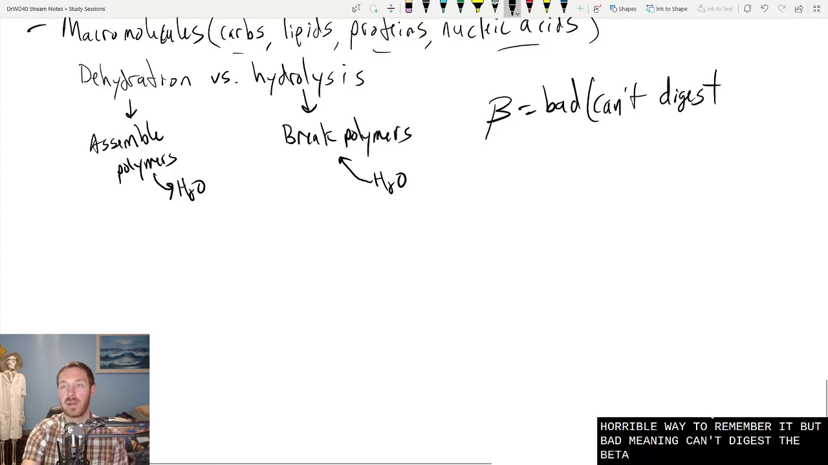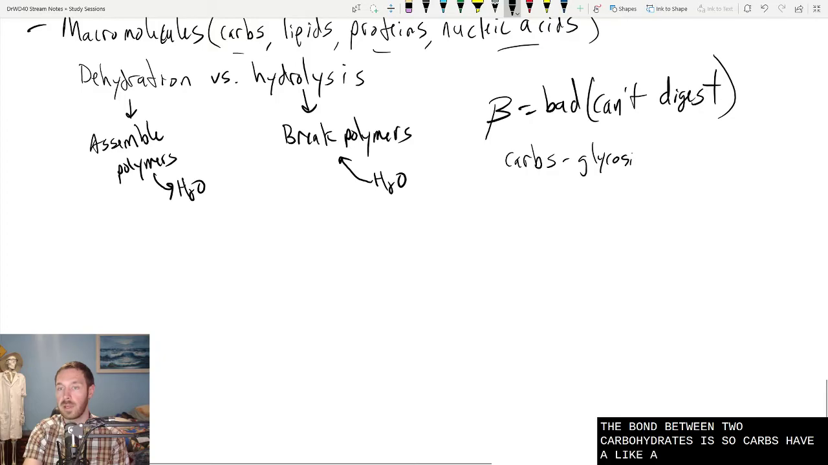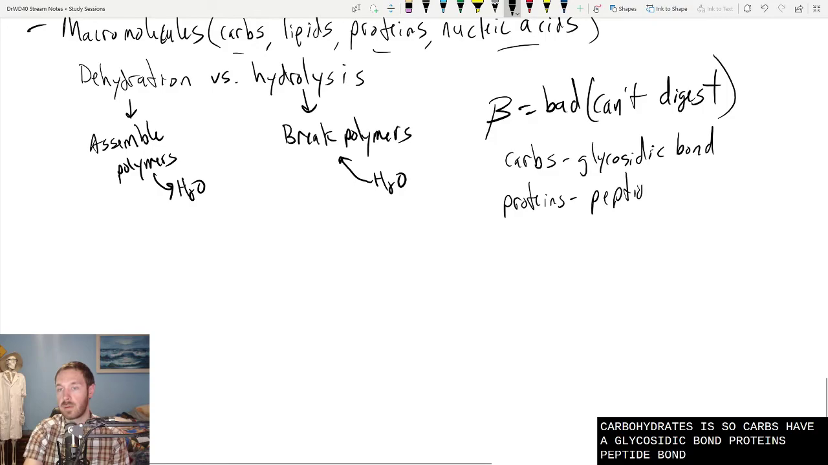So beta glycosidic bond. That leads us into carbohydrates. The bond between two carbohydrates, carbs have a glycosidic bond. Proteins, peptide bond. We'll diagram one of those coming up.